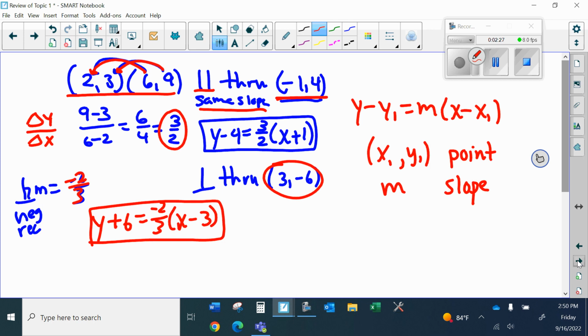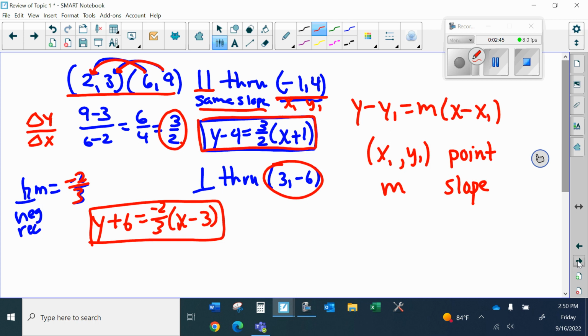That easy. So there's my x sub 1, y sub 1. Fill that in. y minus the y coordinate is y minus 4 equals the slope, 3 halves, times x minus negative 1, which is plus 1. And you're done. So here's your answer.